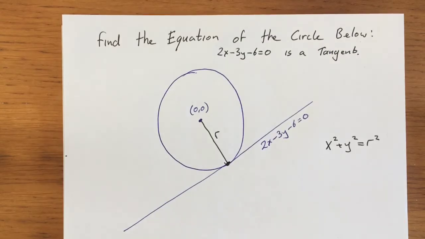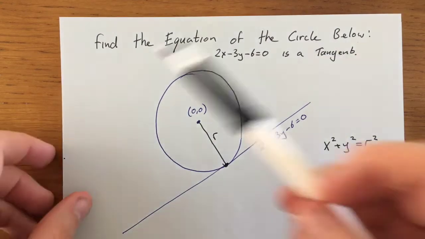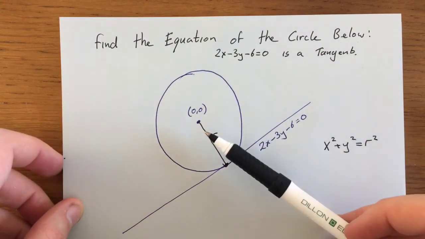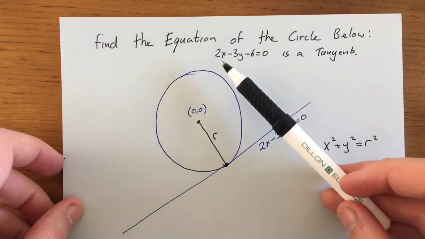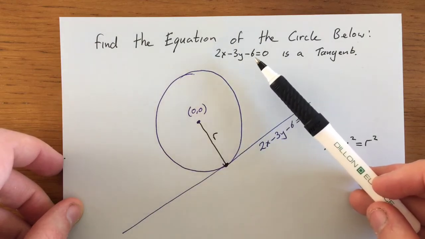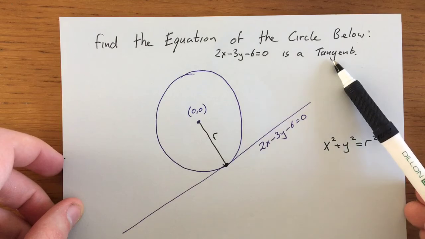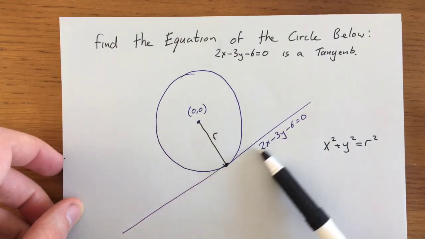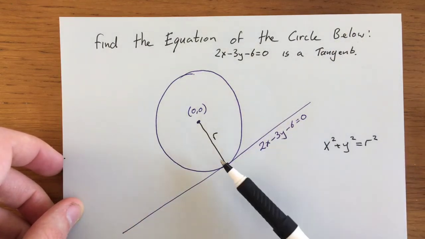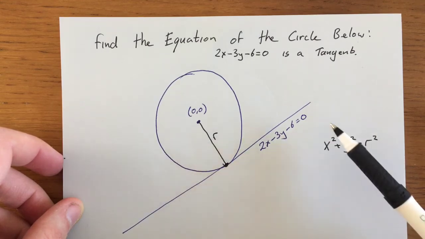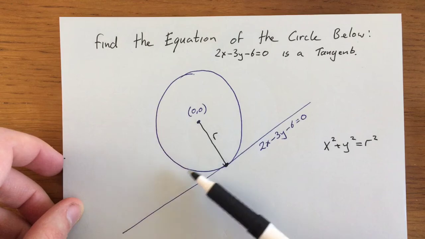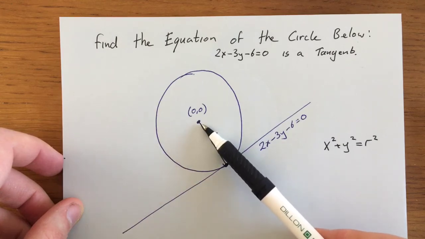Okay, so this is the last question that I want you to do in this video. If we have a look at this question, it says find the equation of the circle below, and it tells you that the line 2x minus 3y minus 6 is equal to 0 is a tangent. So I drew the line in here, and it says it's a tangent, which means it touches the circle just once like that. What we do know is that the circle has a center of 0, 0.